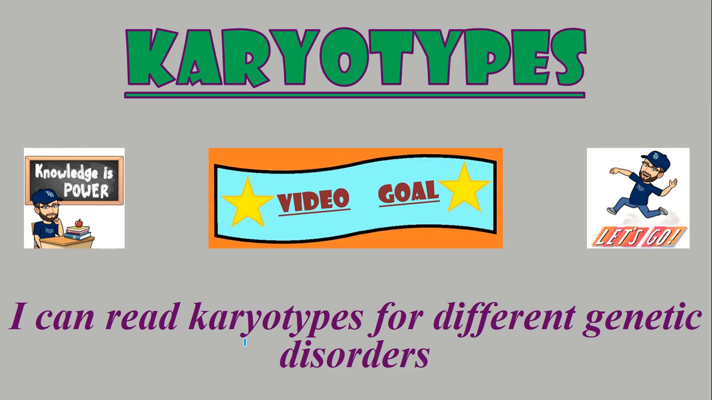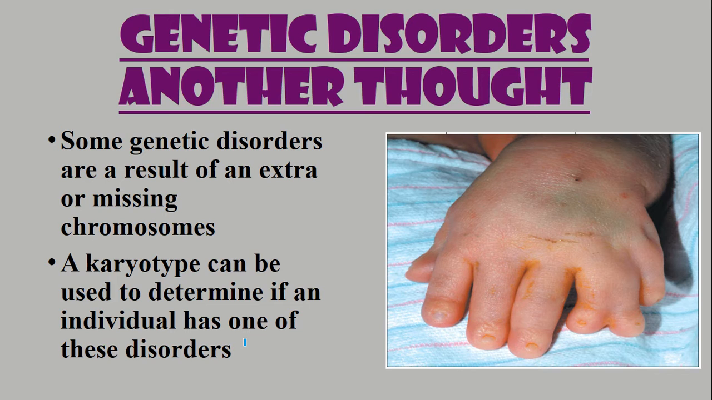There's multiple genetic disorders out there, but we're going to cover a couple of them in here. Just a thought about genetic disorders. I have talked about them before with sex-linked genetic disorders, but some genetic disorders don't result from a trait, but they result because you're missing or you have extra chromosomes. And to determine these, we're going to actually have to look at what we call karyotypes to see if this is the case.